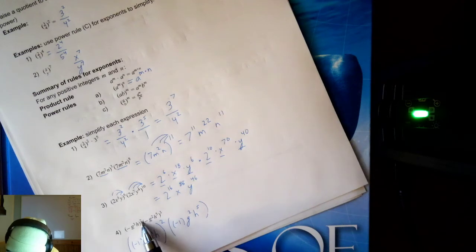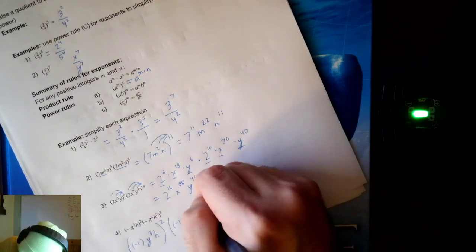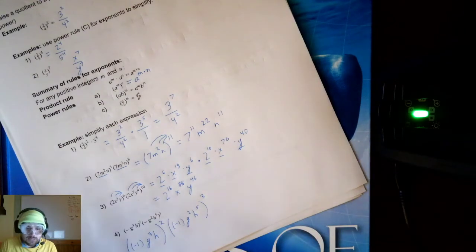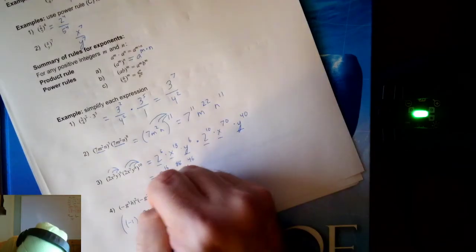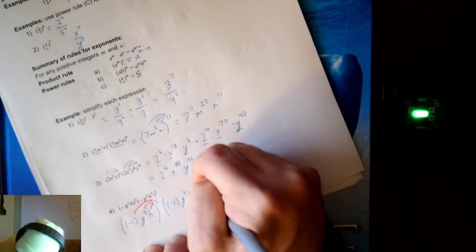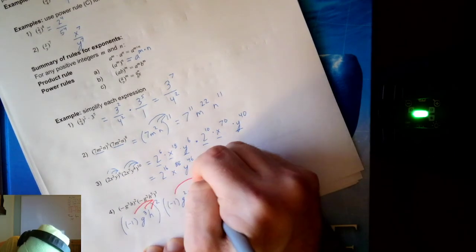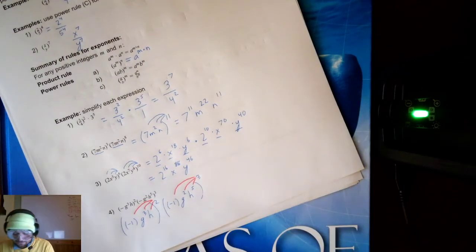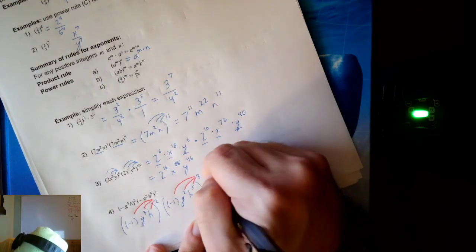But these big ones on the outside of my parentheses, oops, I forgot this one. This 2 does affect that negative. Because now when I go to distribute, this 2 will go to the negative 1, the 3, and the h. And this 3 will go to the negative 1, the g squared, and the h to the 5th. So let's write it out.